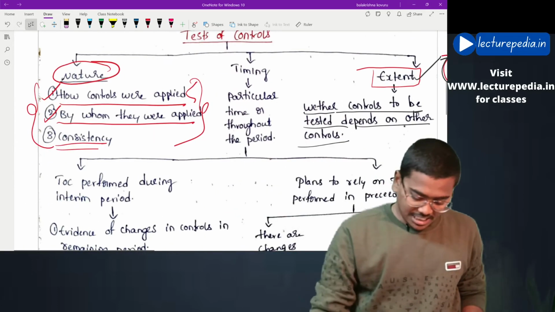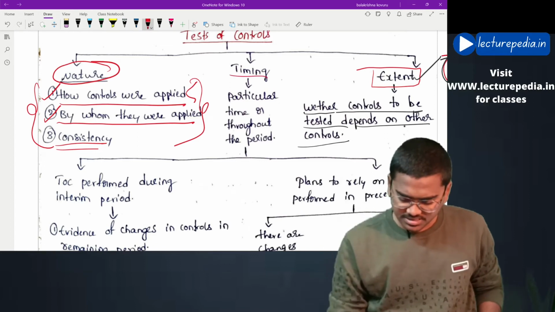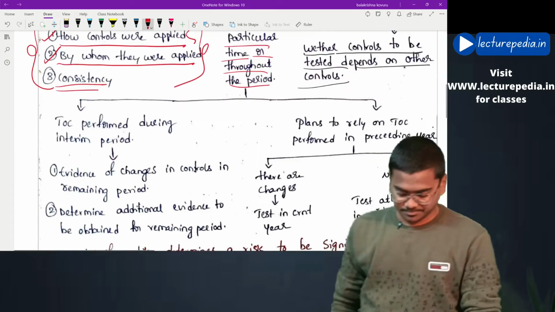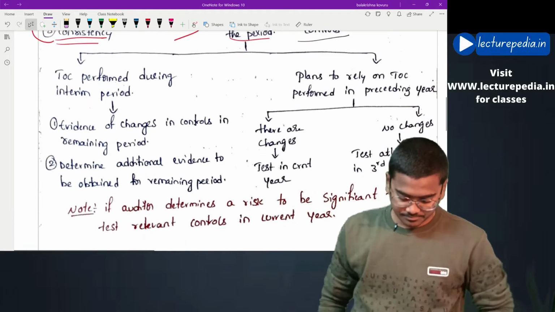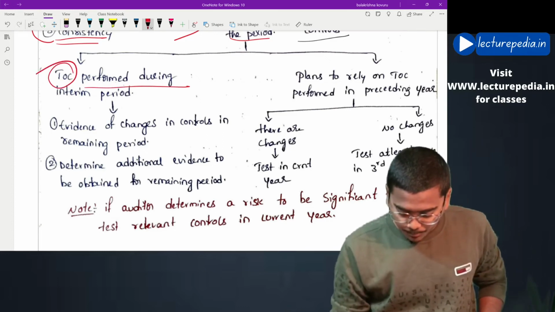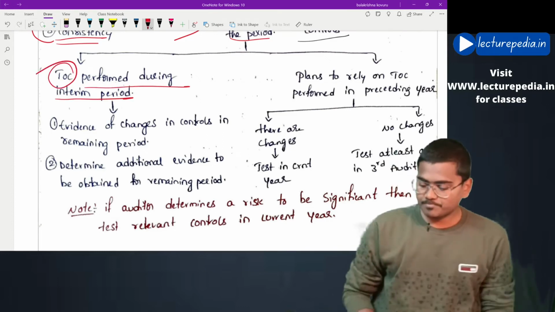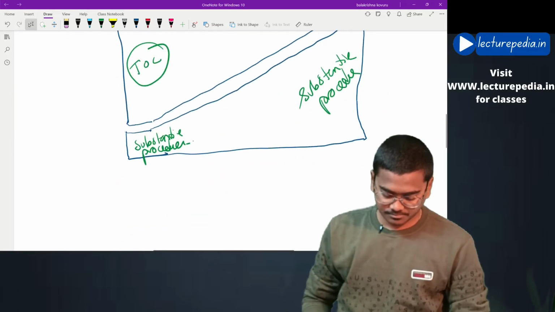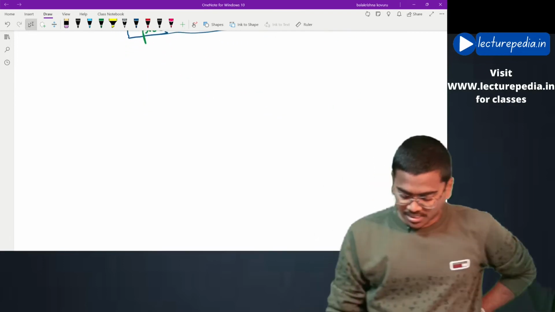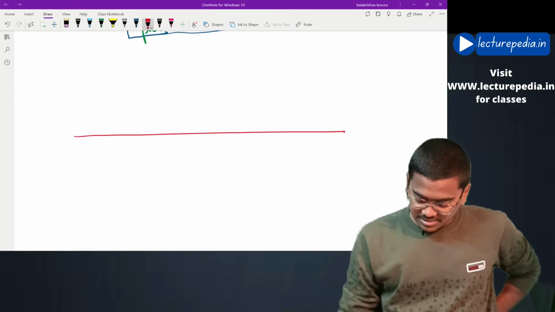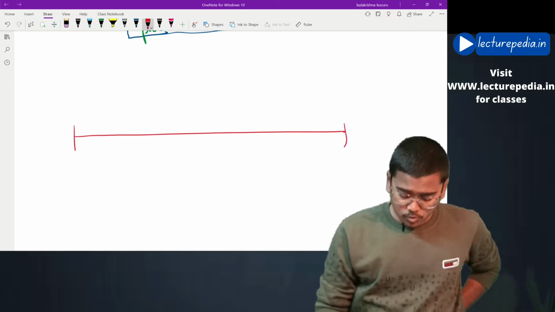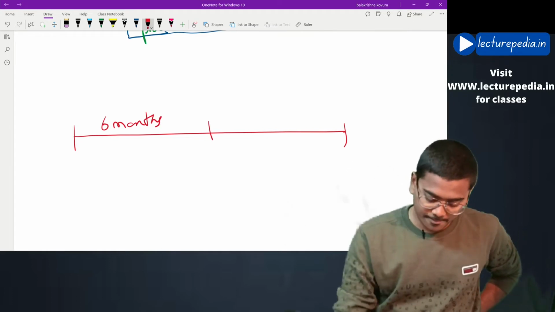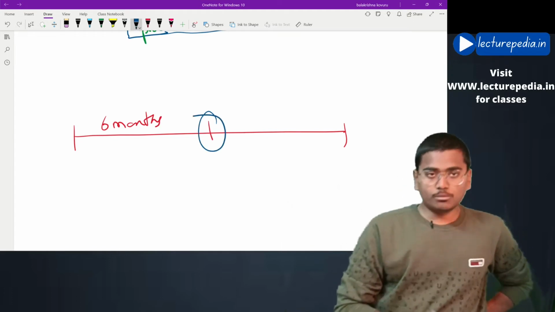Next, timing of test of controls. Timing: a particular time or throughout the period. Let us see. First of all, test of controls performed during the interim period. See, this is the financial year. Now after completion of 6 months, here the auditor has performed test of controls.